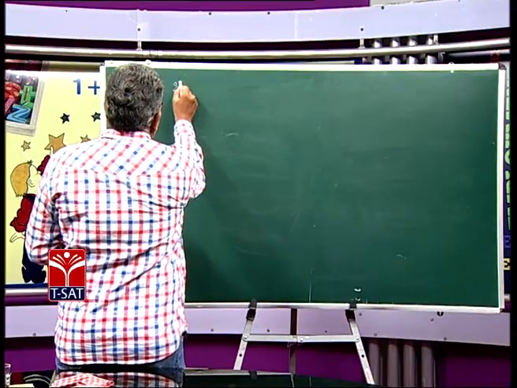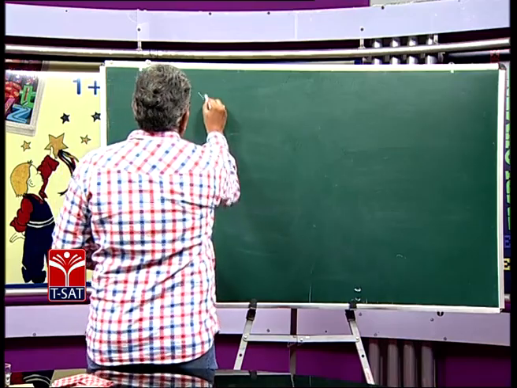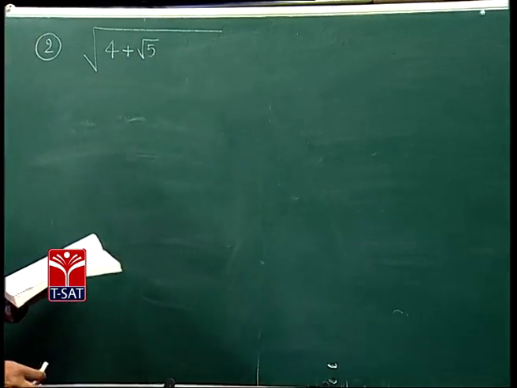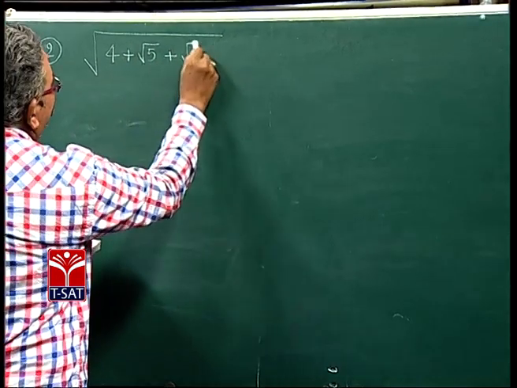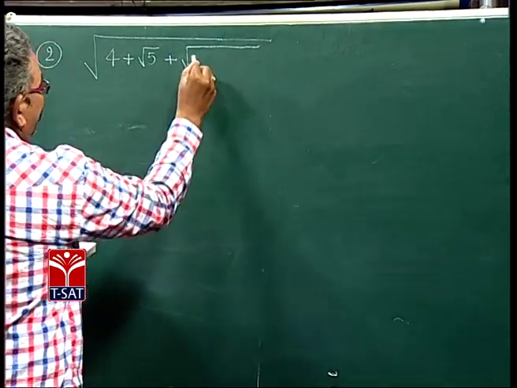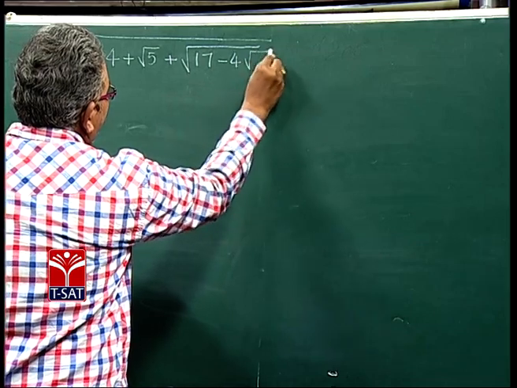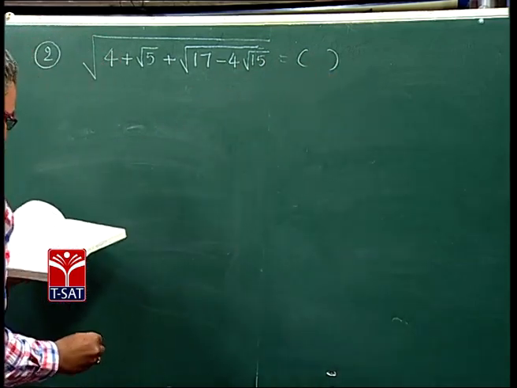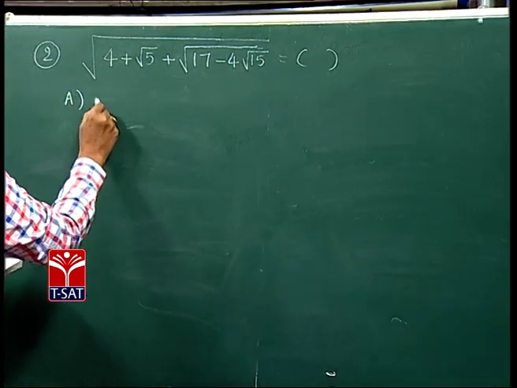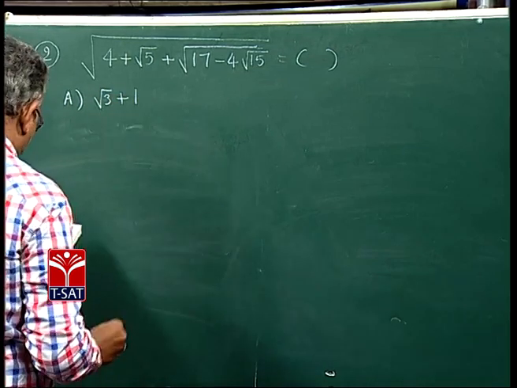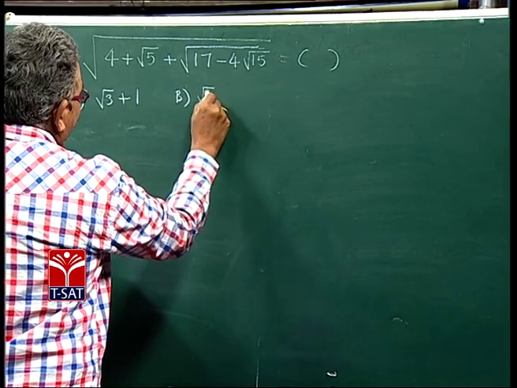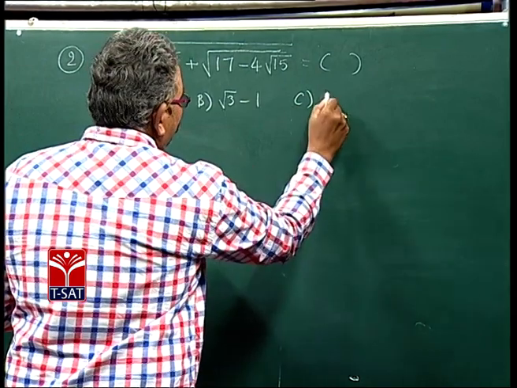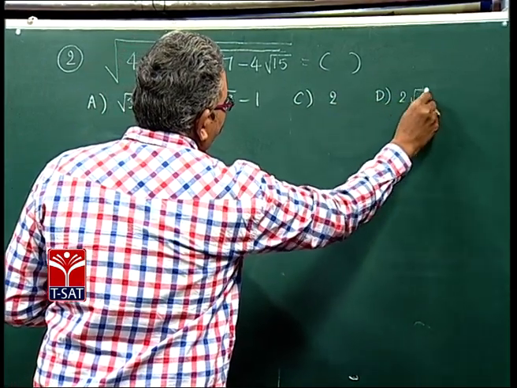Now, second problem: root of 4 plus root 5 plus root of 17 minus 4 root 15 equals to: A, root 3 plus 1, B, root 3 minus 1, C, 2, D, 2 root 3.